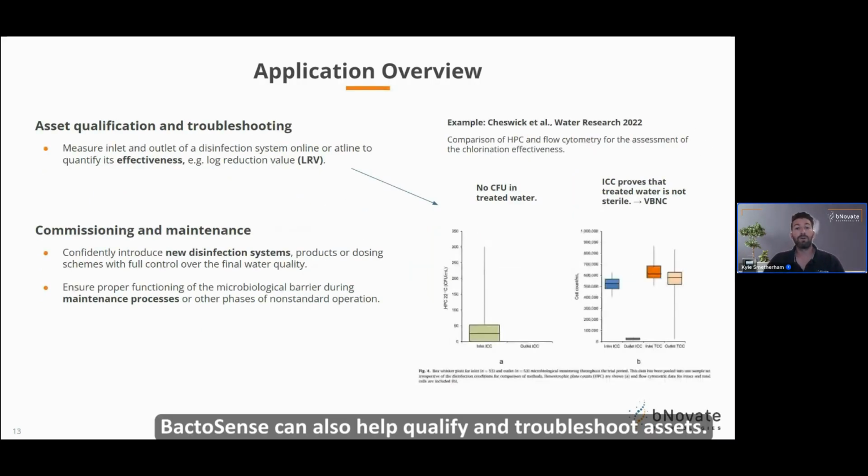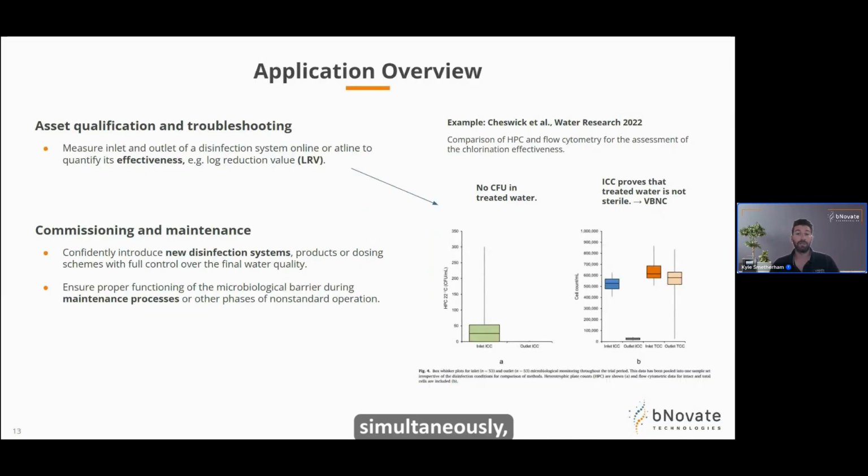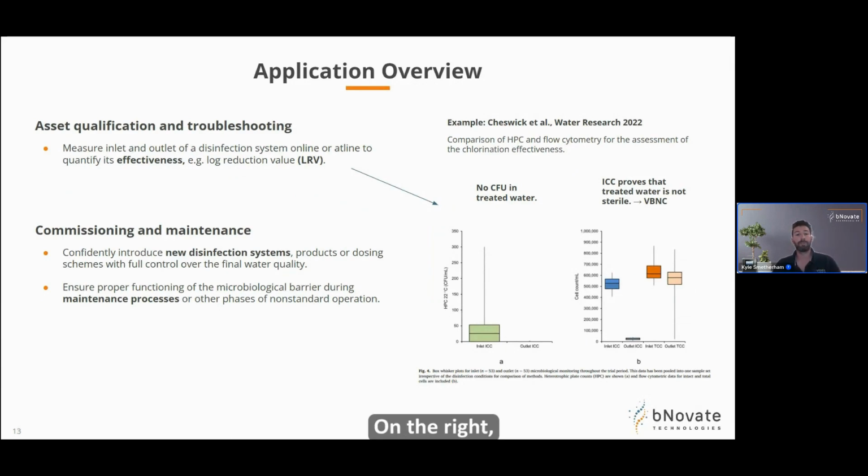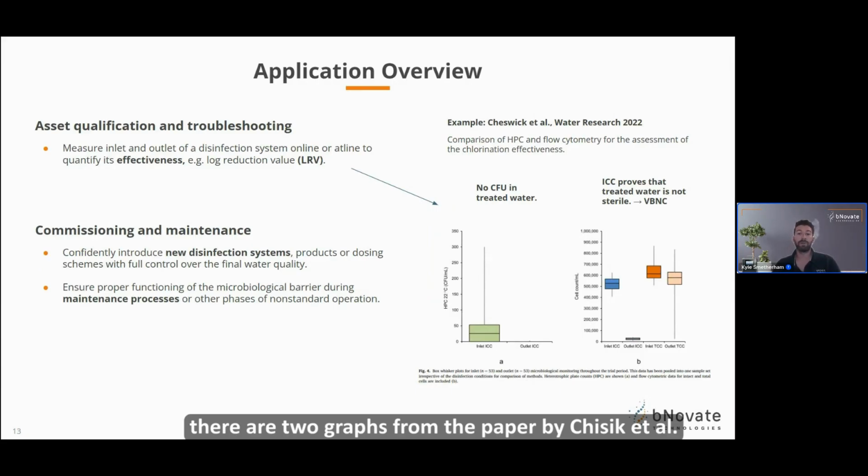BactoSense can also help qualify and troubleshoot assets. By monitoring both the inlet and the outlet simultaneously, you can calculate the log reduction values in real time and clearly see disinfection performance. On the right, there are two graphs from the paper by Chiswick et al. The graphs show that HPC results might show 0 CFUs at the outlet, but intact cells can still be present. So treated water isn't always sterile.